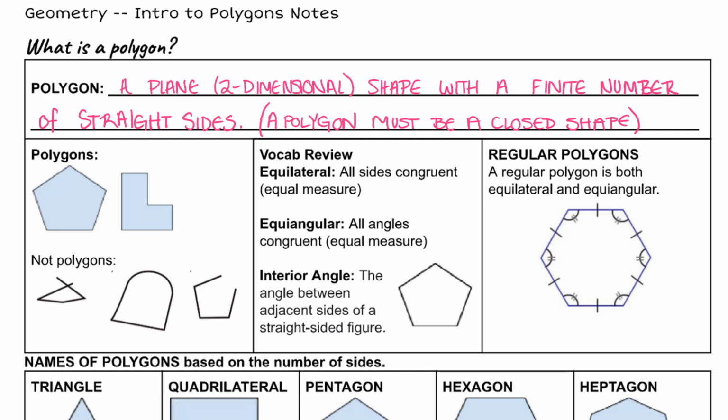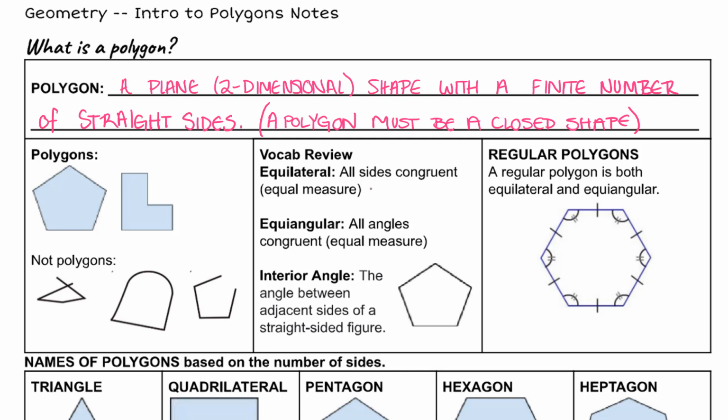And a polygon must be a closed shape, so we cannot have this opening right here. That's not a polygon. We have one of the sides, it's just extending randomly here. That's not a polygon. And then here we have a curve. Definitely not a polygon. A polygon is a two-dimensional shape with a finite number of straight sides.